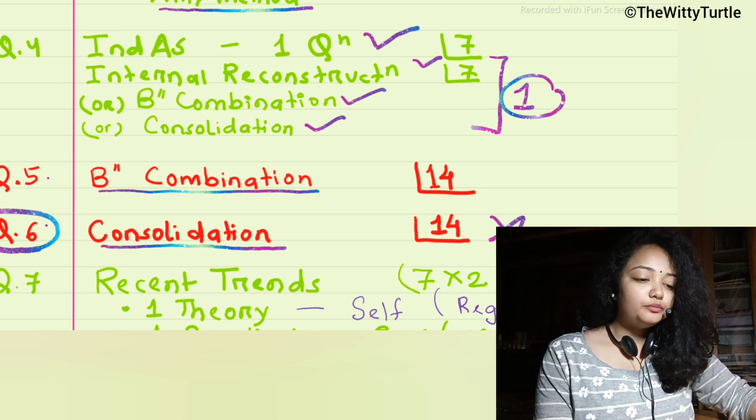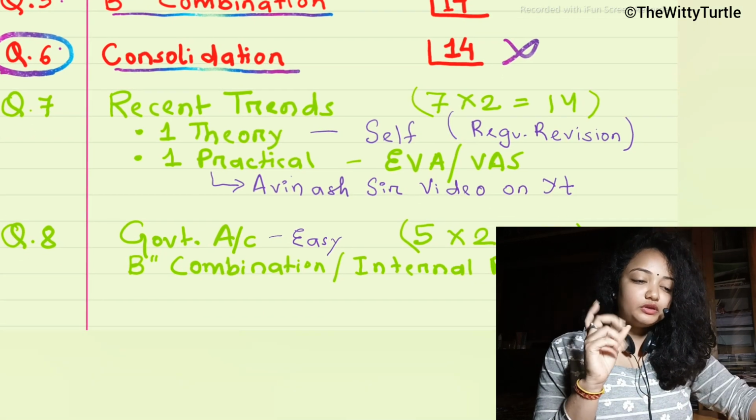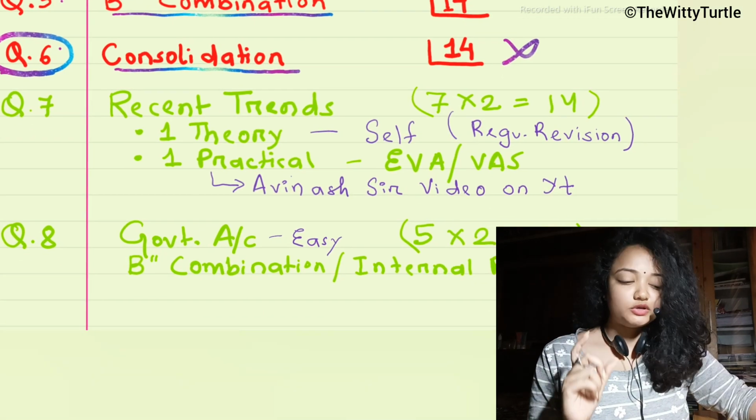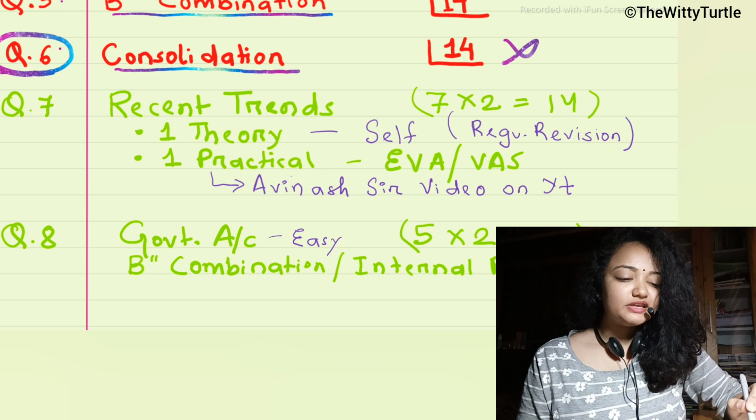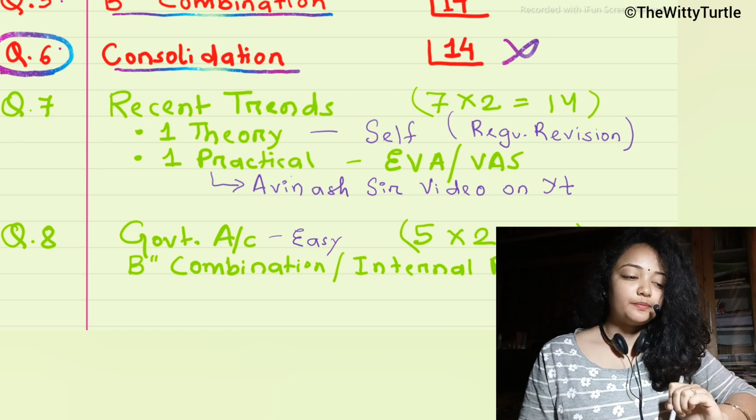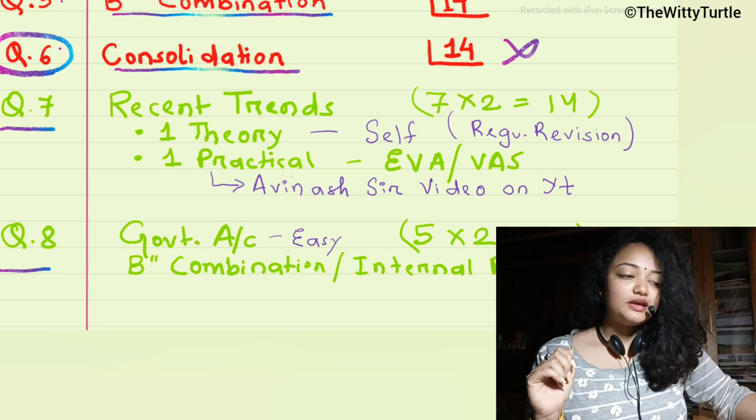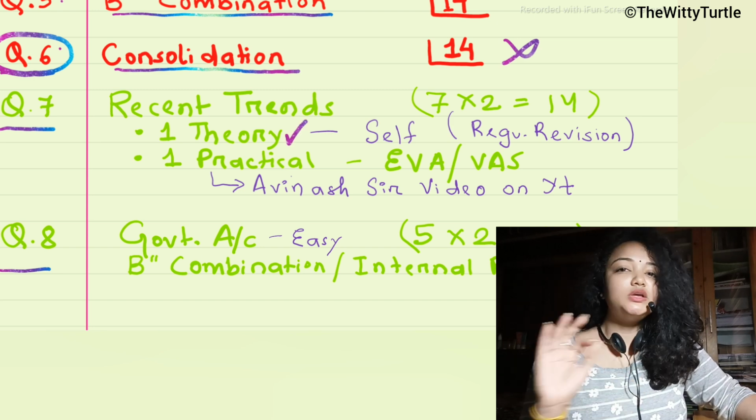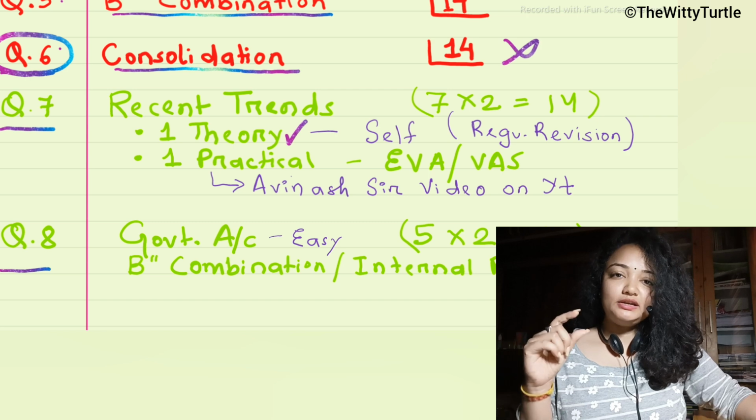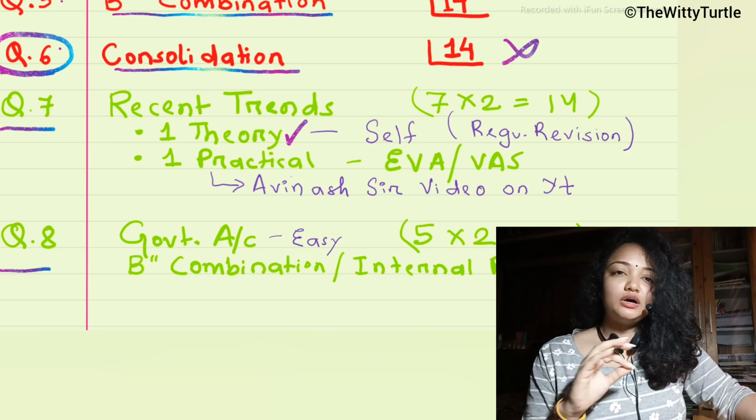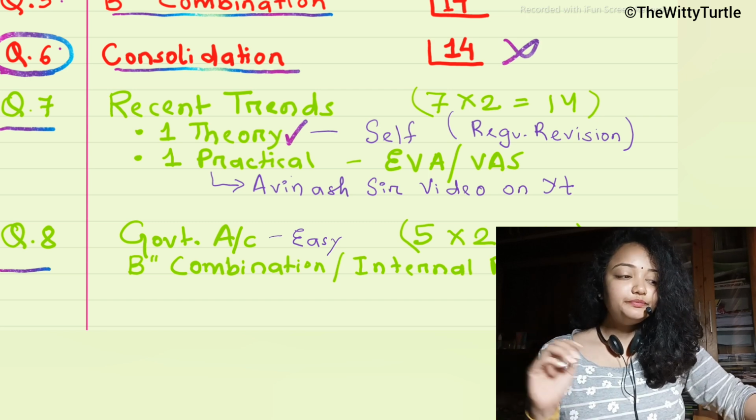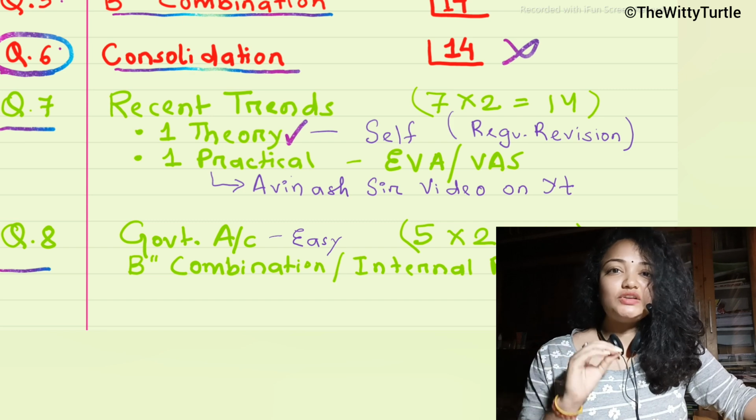Now coming to the two most scoring questions of your entire question paper: question number 7 and question number 8. Question number 7 comes from your recent trends. Recent trends से एक theory आएगा, right? And this particular theory you can study on your own. You have the entire chapter with you. You have to do self study on that, and it needs regular revision.